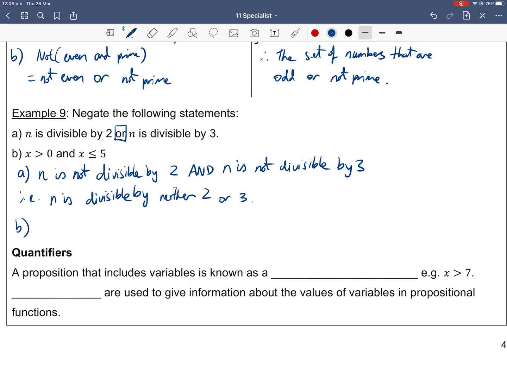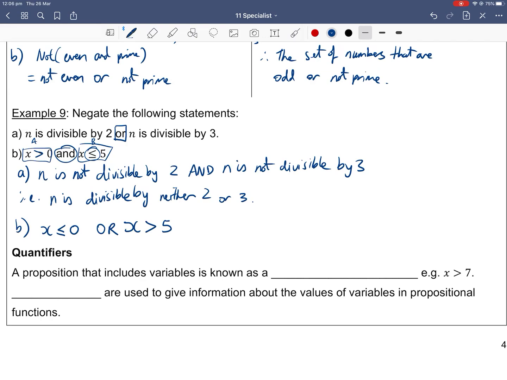For part B, we've got statement A and statement B. The opposite of A and B is not A or not B. So the opposite of bigger than is less than or equal to. Flip the sign and also add an equal sign. We need the opposite of and, which is or. The opposite of less than or equal to is bigger than. So the opposite of x is bigger than 0 and x is less than or equal to 5 is x is less than or equal to 0 or x is bigger than 5.